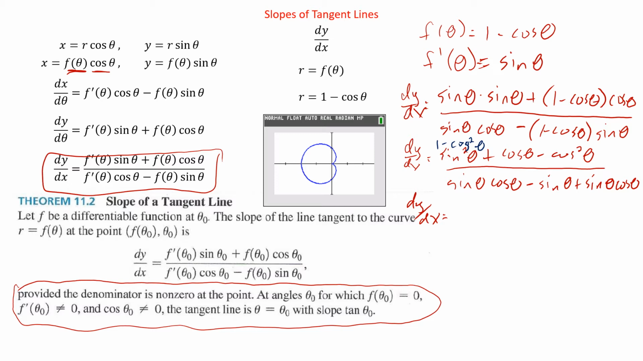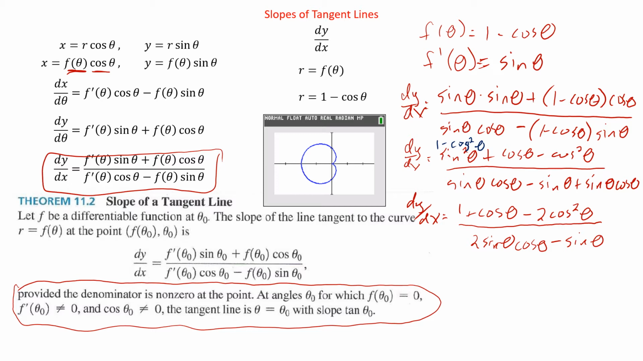That can be kind of nice. So we can combine our like terms there. We'll have 1 plus cosine theta minus 2 cosine squared theta. That looks like a quadratic, so we'll be able to factor that in just a second. The denominator, we have a sine theta cosine theta, another sine theta cosine theta, so that'll be 2 sine theta cosine theta minus sine theta. So we can factor sine theta there.